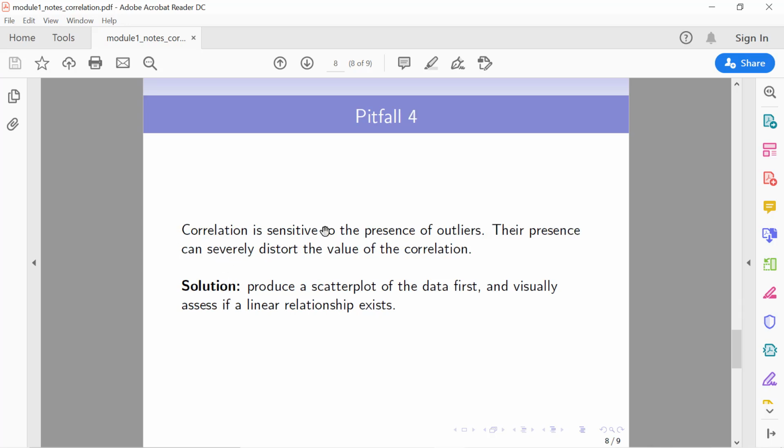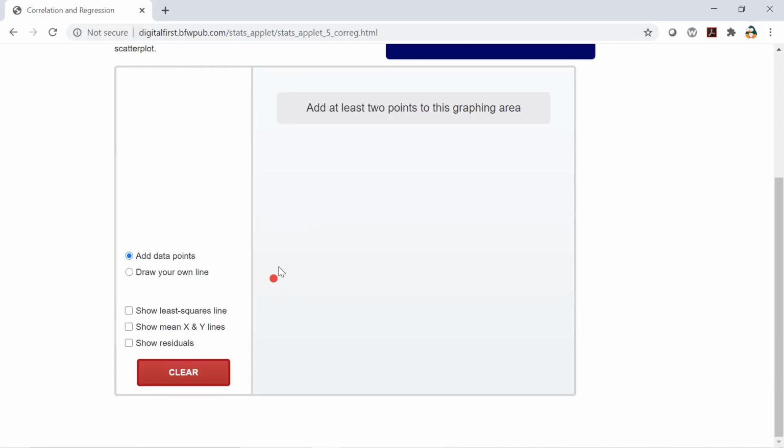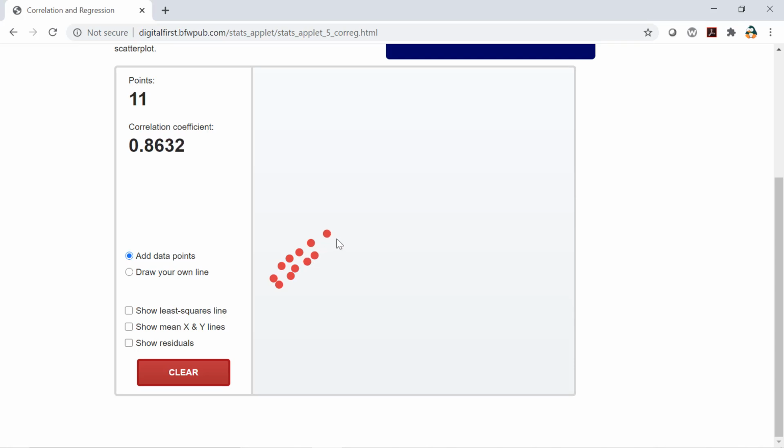The other thing is that correlation is sensitive to the presence of outliers. The presence of outliers can distort the value of the correlation. Outliers we generally define as data points that are very different from the other data points. For example, let's say we have a strong linear relationship with these data points, and then you have this outlier over here. Notice the existence and removal of this outlier. With the outlier, correlation is -0.6. Without, correlation is close to 0.9. The presence of this outlier severely distorts the value of the correlation. So you have to be very careful when you have outliers present.